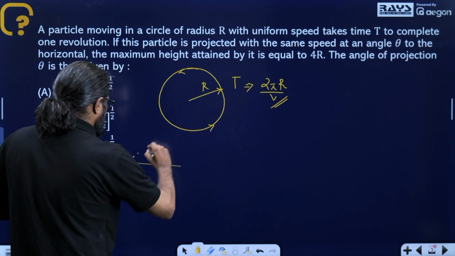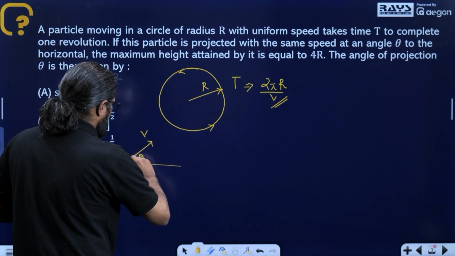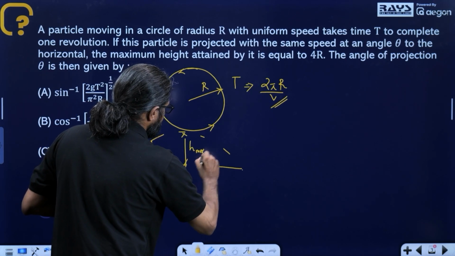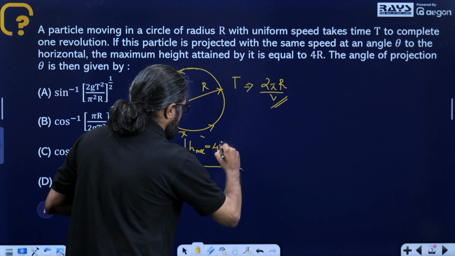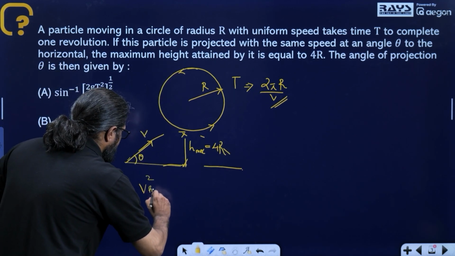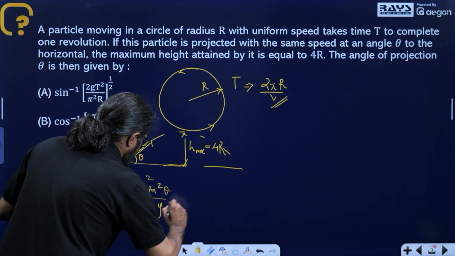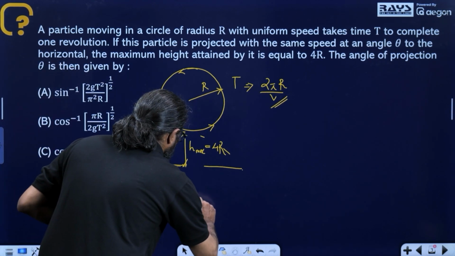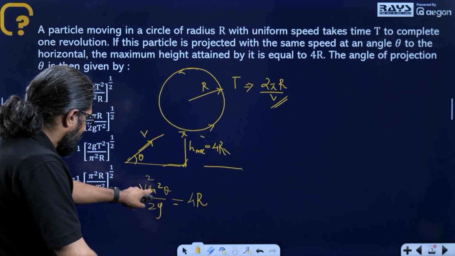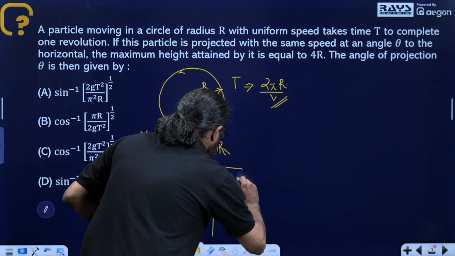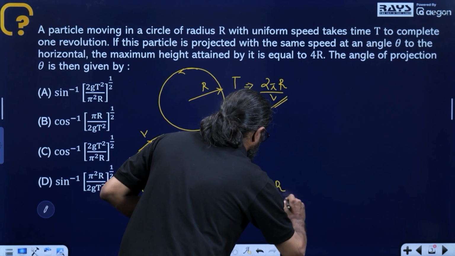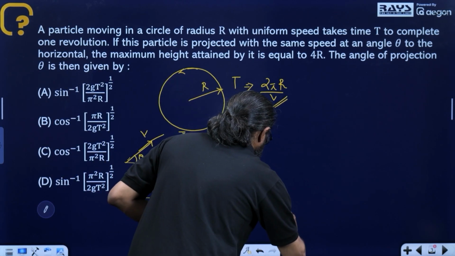If the particle is projected with the same speed at an angle theta, it goes to a maximum height h max, and that is equal to 4r. You know that h max is equal to u square, or here in this case v square sine square theta divided by 2g, and that will have to be equal to 4r. Now, we have the angle of projection, so we'll start working on this side. That is, sine square theta is equal to 8gr divided by v square.